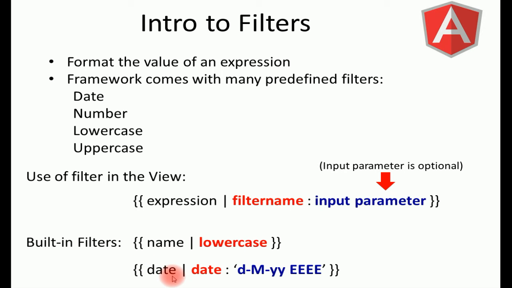And the other filter example is to adjust the format of the date expression. And this filter is called date. This one does use the optional input parameter for day, month, year, and the day of the week. Just like with the directive construct, you can also build your own filters. We will get to this in more advanced discussions.